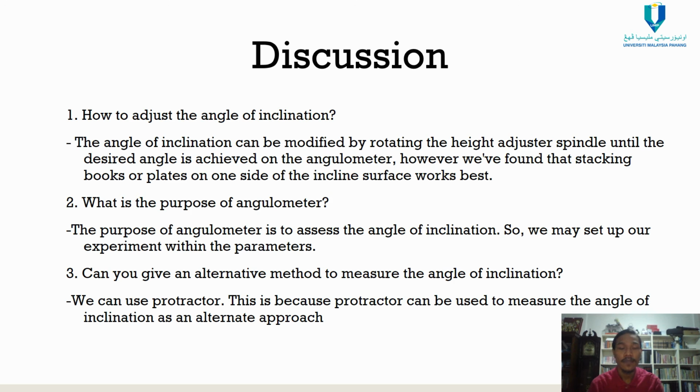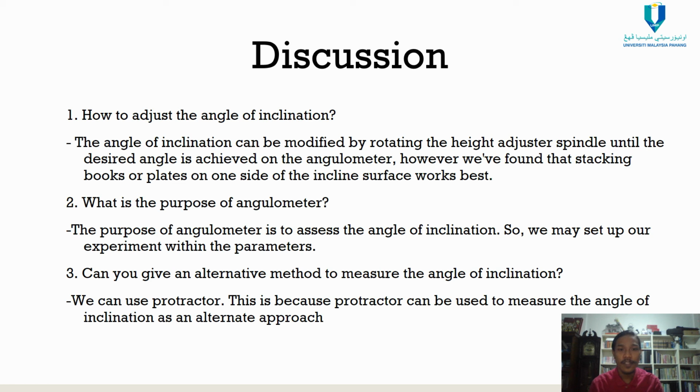Next, the discussion. First, how to adjust the angle of inclination? The angle of inclination can be modified by rotating the height adjusted spindle until the desired angle is achieved on the angulometer. However, we have found that sticking books or plates on one side of the inclined surface works best. Next, what is the purpose of the angulometer? The angulometer's purpose is to assess the angle of inclination, so we may set up our experiment within the parameters.